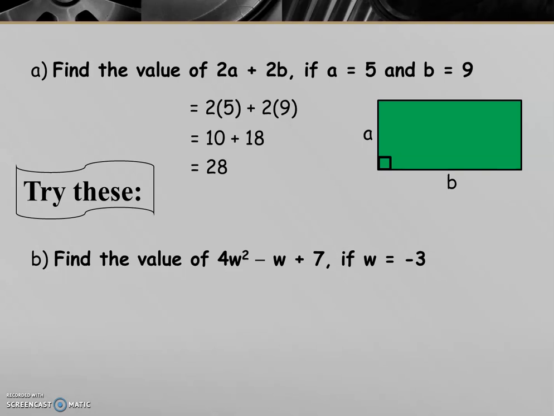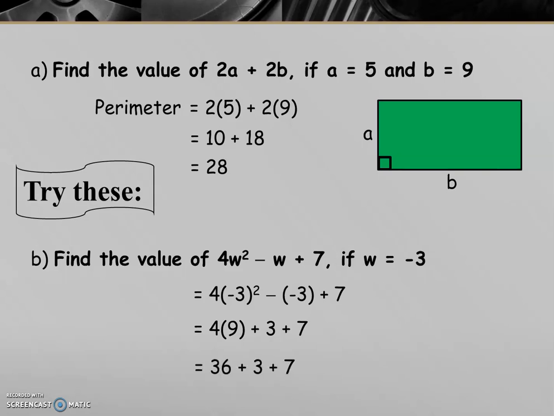Now the next one is not a direct application. 4w squared minus w plus 7. We're going to be replacing in w equals negative 3. Remember, all of the w's represent the same. Watch out for double negatives. Remember, when you square a negative 3, you get a positive, and you get 46 is your answer. This is called evaluating by replacing into the variable. Next, we're going to look at different types of terms and how we can combine them together even if we don't know the value of the letters.